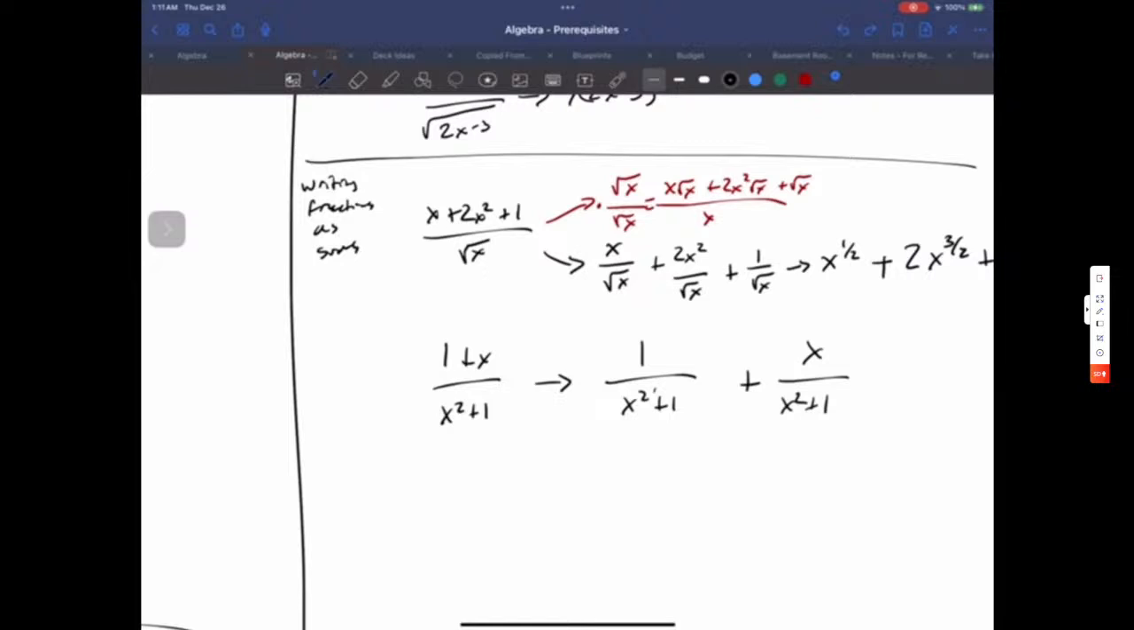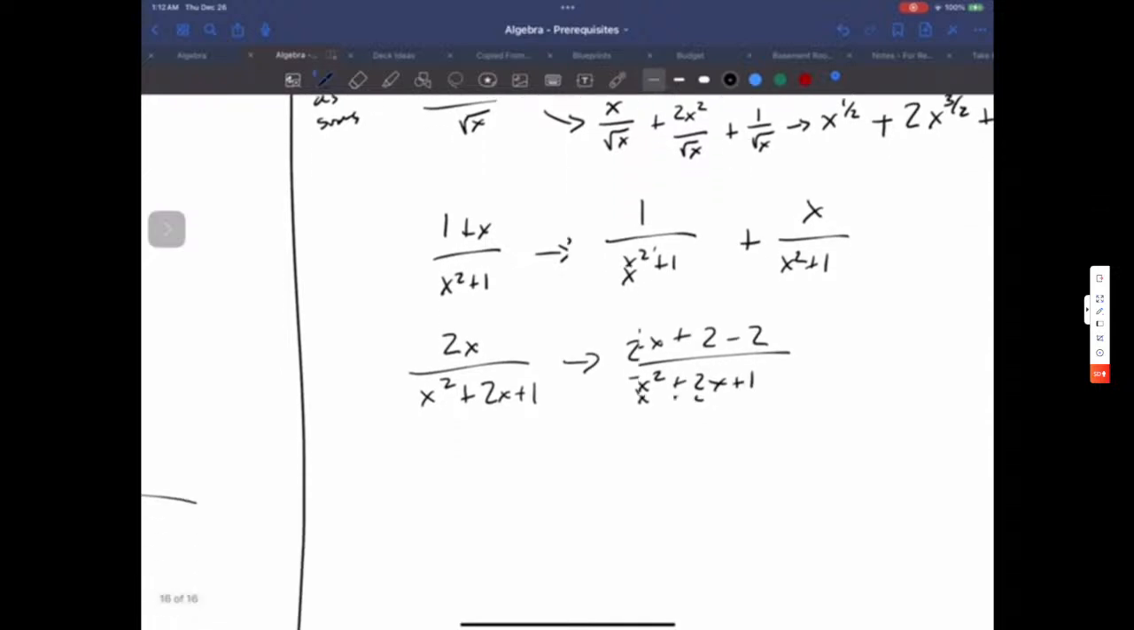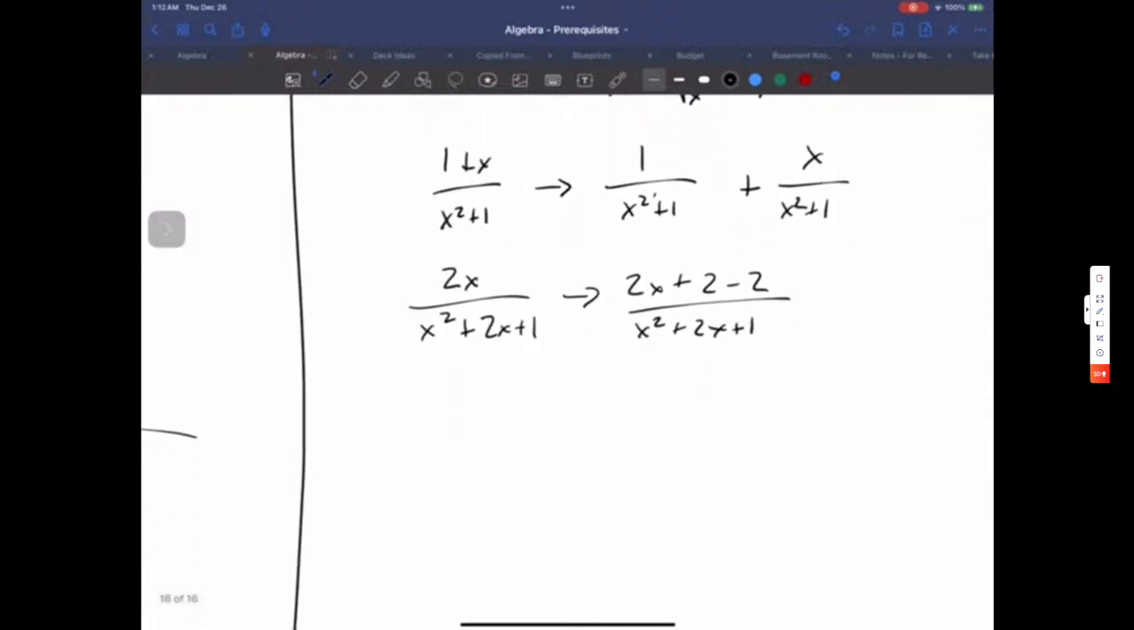This one, he does this for some reason, 2x, similar to what he did in the last section of stuff. He has 2x over x squared plus 2x plus 1, and he has rewritten that as 2x plus 2 minus 2 over x squared plus 2x plus 1, and I think he's getting ready to cancel something here or do something with it.